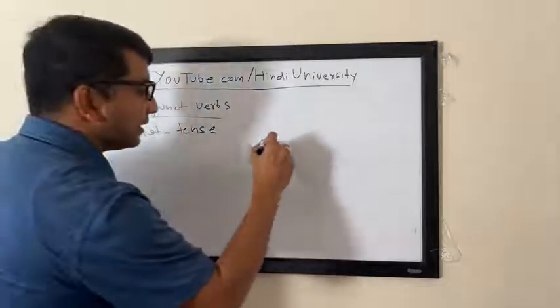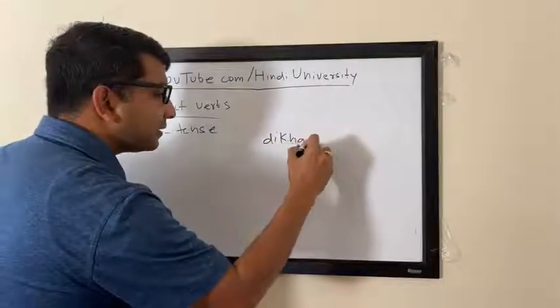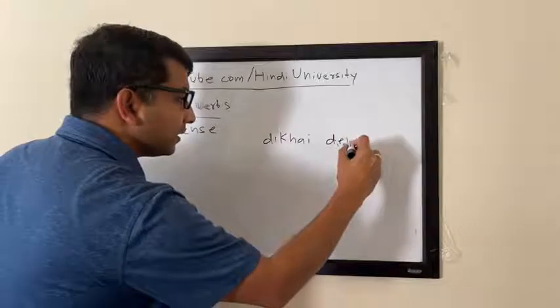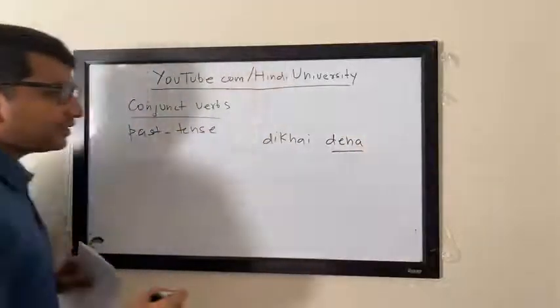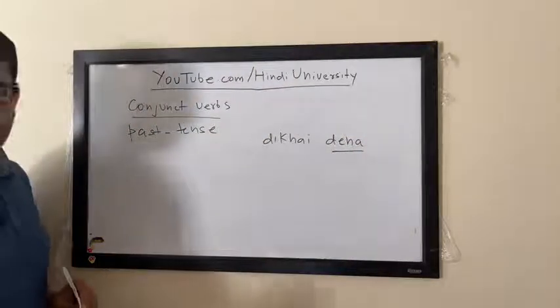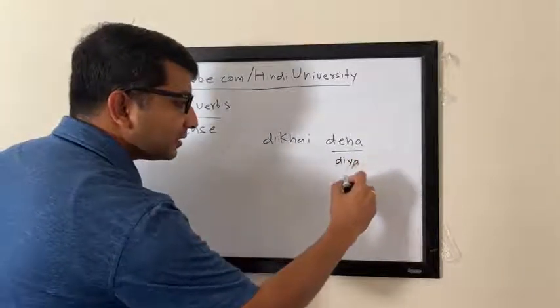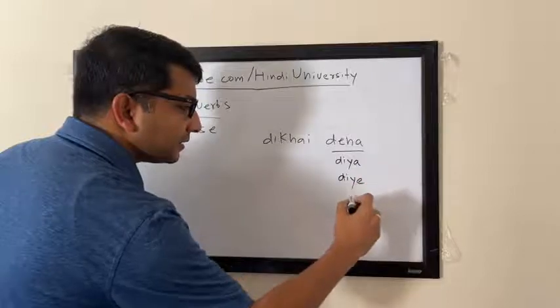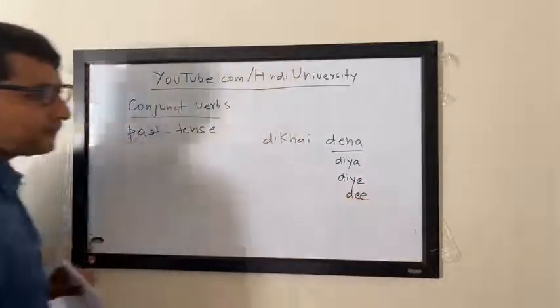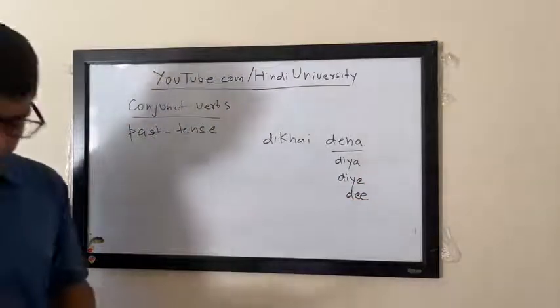So this one will get slightly harder, dikhai dena, because you will conjugate dena just like the way you conjugated dena in the past tense, which is basically diya, diye, and di. Okay, that's how you will conjugate it, right?